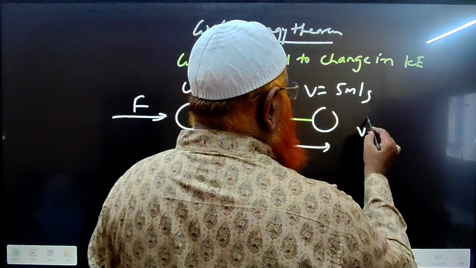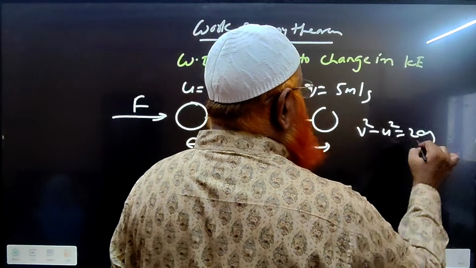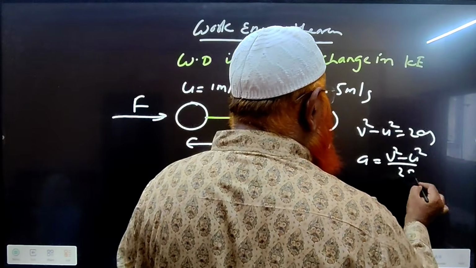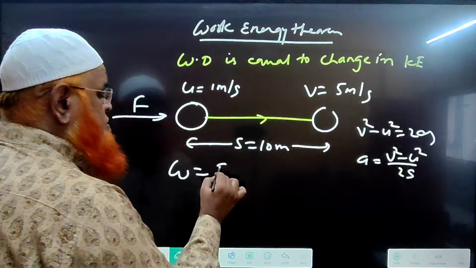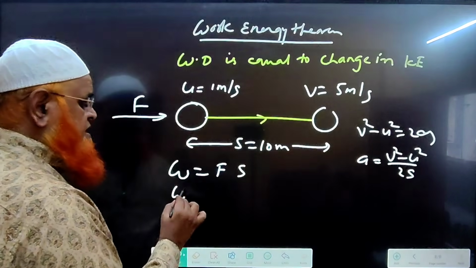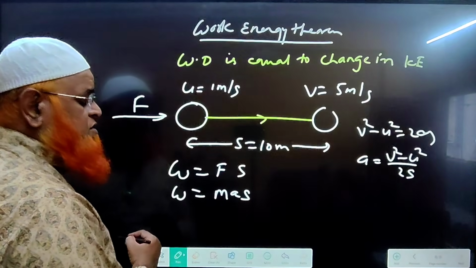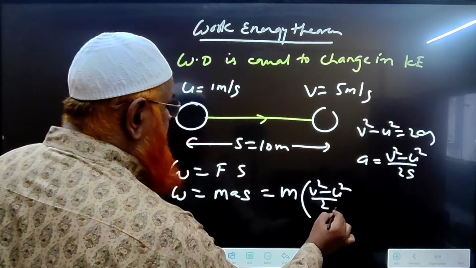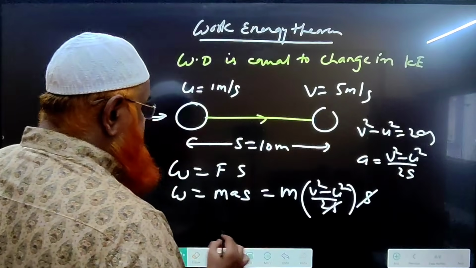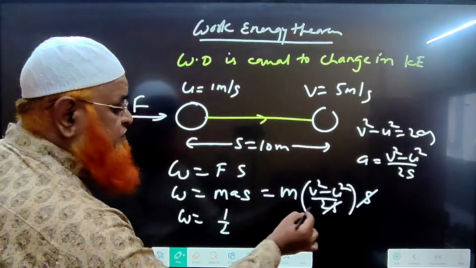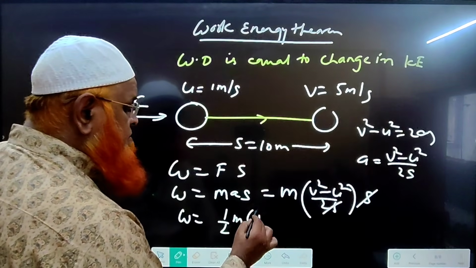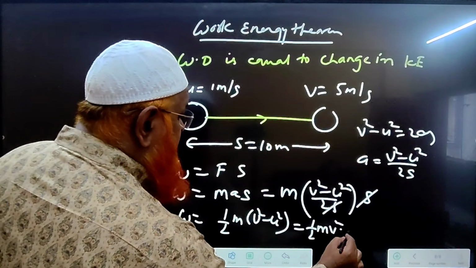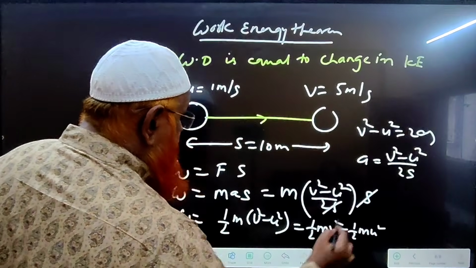Now, see here. v square minus u square is equal to 2as. Here u is not 0. a is going to be v square minus u square by 2 into s. And you all know work done is equal to force into displacement, which is nothing but mass into acceleration into displacement, which is mass into v square minus u square by 2s into s. Again, s gets cancelled. W is equal to half m times v square minus u square. So this can be written as half m v square minus half m u square.